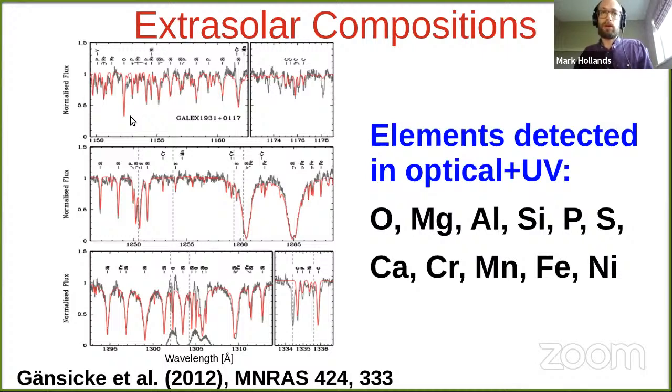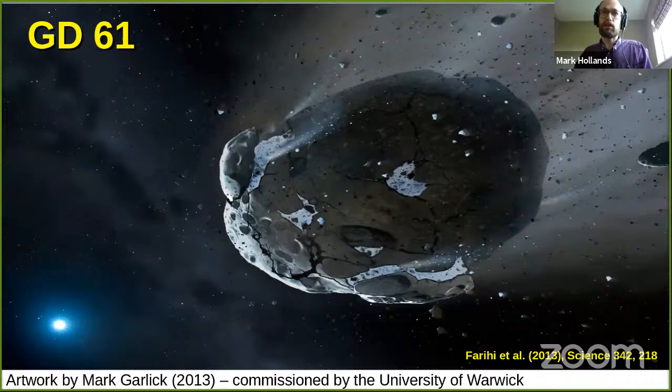And so there have been lots of different white dwarfs that have been analyzed in this way, but I want to just show you a couple of highlight objects that I think are particularly interesting. The first of which is GD61. This is a white dwarf that has lots of metals in its atmosphere that correspond to rocky material, but it's also thought that the asteroid that it would have accreted would have contained lots of water ice as well.